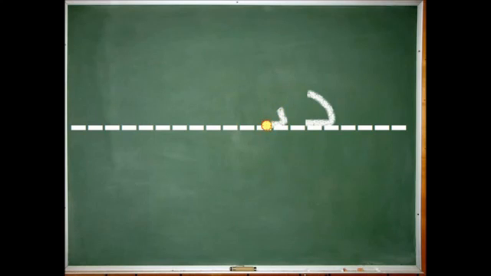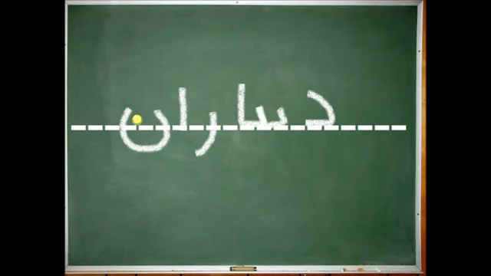Not connecting to the ya, followed by the noon connecting to the ya because the ya is a connector, followed by the alif, followed by the ra, followed by the alif, not connecting, the ra not connecting to the alif because the alif is not a connector, the alif here not connecting to the ra because the ra is not a connector, and then we have the noon at the end not connecting to the alif because the alif is not a connector. We go back and put in our dots. The dots below the ya and the dot on the noon.